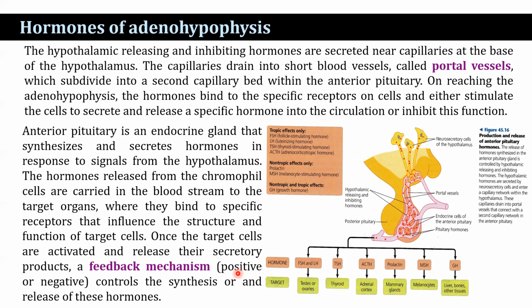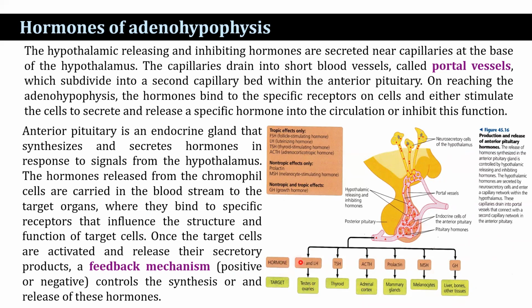Now, the hypothalamic releasing and inhibiting hormones are secreted near capillaries at the base of the hypothalamus. The capillaries drain into short blood vessels called the portal vessels, which subdivide into a secondary capillary bed within the anterior pituitary. On reaching the adenohypophysis, the hormones bind to specific receptors on the cells, and then they stimulate the cells to secrete and release specific hormones into the circulation, or inhibit the hormones.